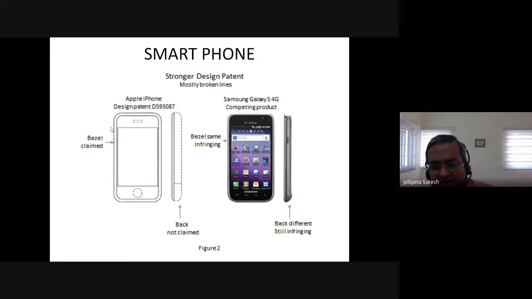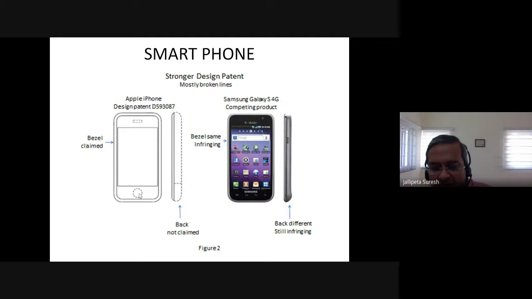Smartphone, let us look at this. This is one of the significant design disputes. This is intellectual property where Apple and Samsung fought for 11 years over how a device looks. Apple has a design patent, which you see on the left side, for which they claim this bezel as well as the shape of the phone, with rounded edges, and also the central button here. For this they obtained a design registration.